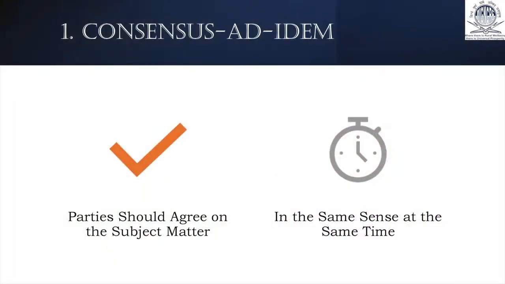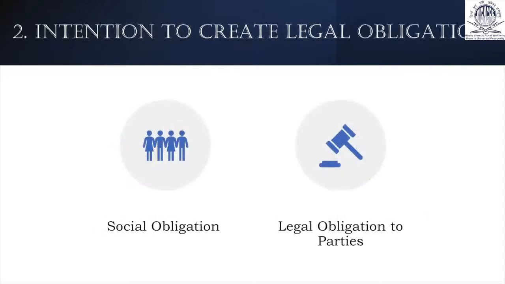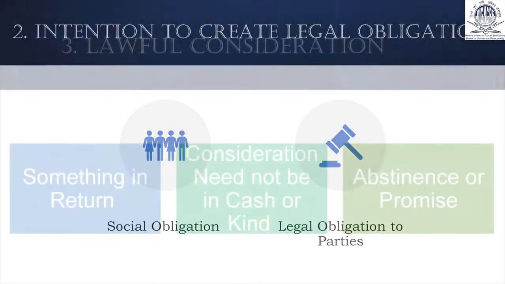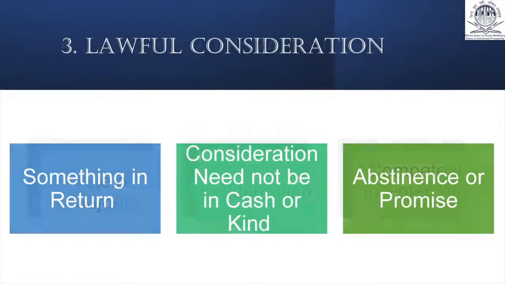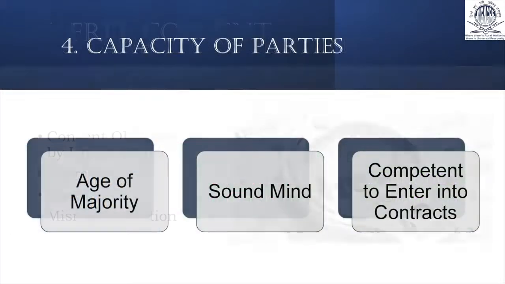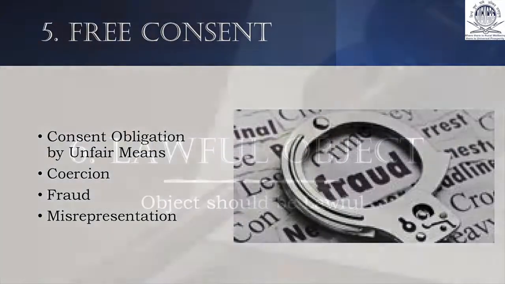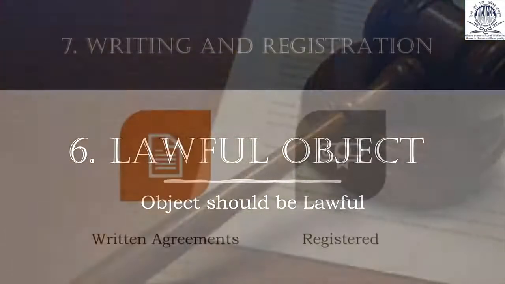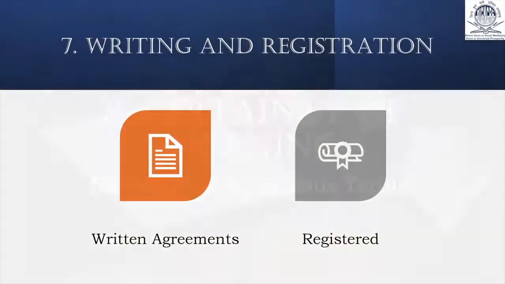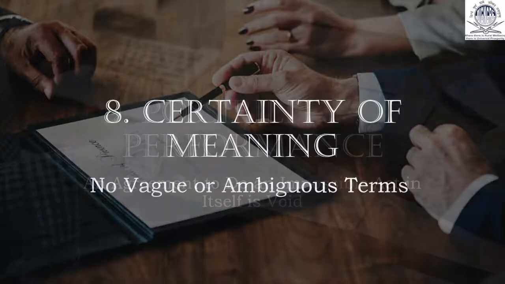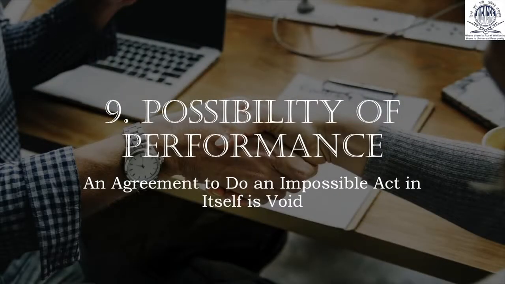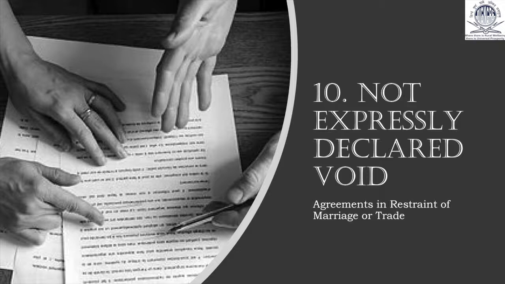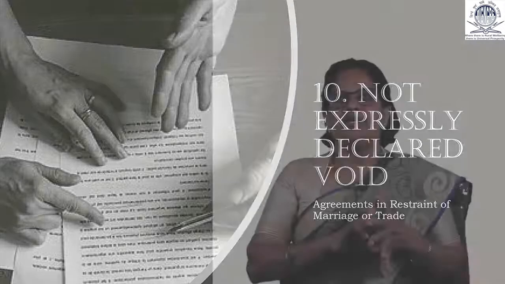First, consensus ad idem. Second, intention to create legal obligation. Third, lawful consideration. Fourth, capacity of parties. Fifth, free consent. Sixth, lawful object. Seventh, writing and registration. Eighth, certainty of meaning. Ninth, possibility of performance. Lastly, tenth, not expressly declared void. Now, can you compare your answers with the points given as essential conditions for a valid contract?